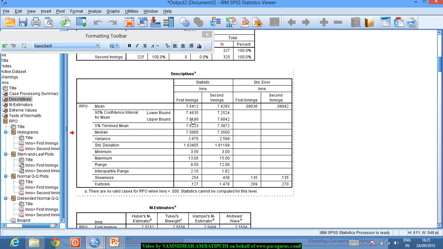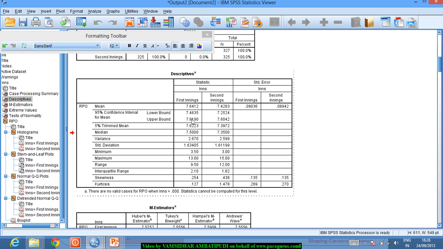Even when I am looking at the descriptive statistics between the first innings and the second innings, I am able to see that the averages in the first innings are considerably higher compared to the second innings. The median is also slightly higher, whereas the skewness is not present that much in the first innings data, but skewness and kurtosis are slightly more present in the second innings data, right?